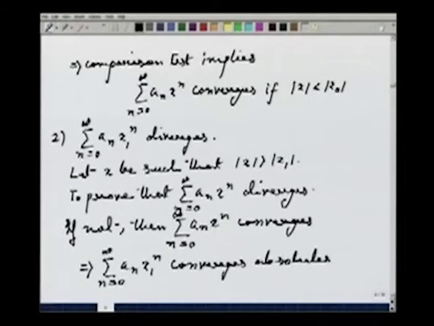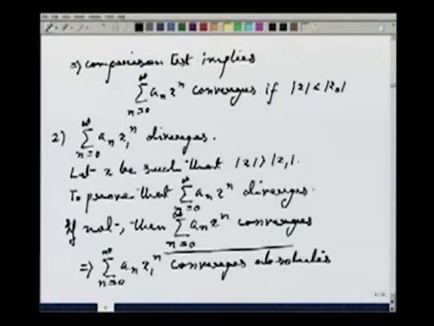In particular, that means it converges. But my hypothesis says that summation a n x to the power n diverges. So that is a contradiction, and this contradiction happens because I have assumed that summation n from 0 to infinity a n x to the power n converges. That cannot be true. That is why the contradiction happens. And that certainly proves our result.